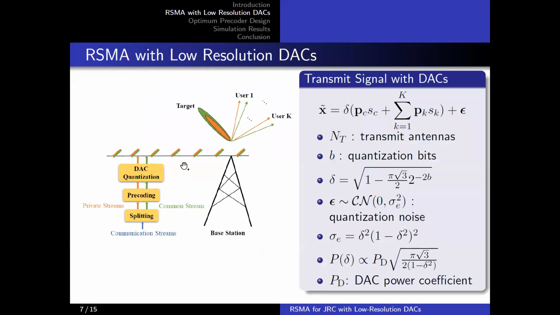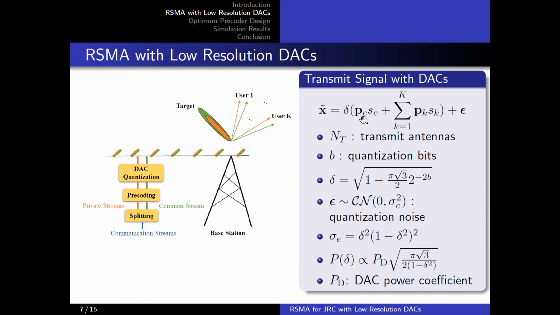Now we define our system model. We have a transmitter that aims to perform communications and radar operations simultaneously. The transmit signal is composed of linearly precoded RSMA data symbols for the multiple users. After splitting and linear precoding, the transmit signal is quantized by DACs employed at each RF chain connected to the antennas. The quantized transmit signal is a scaled version of the non-quantized transmit signal with an additive quantization noise term.